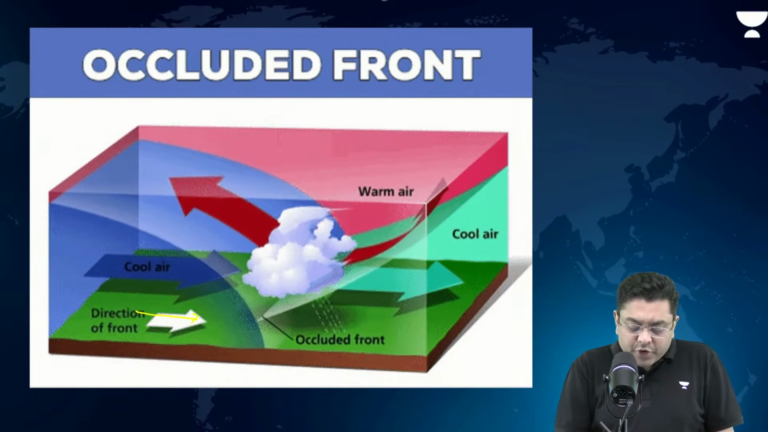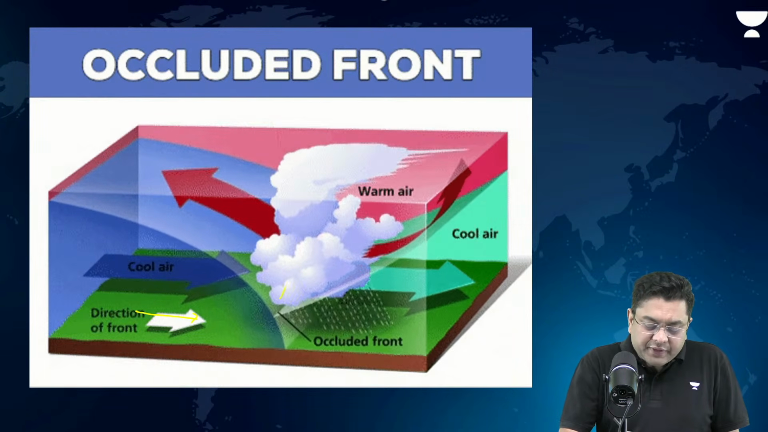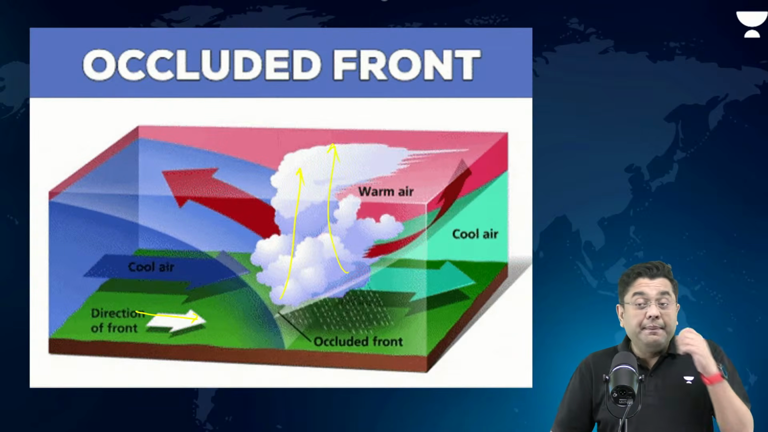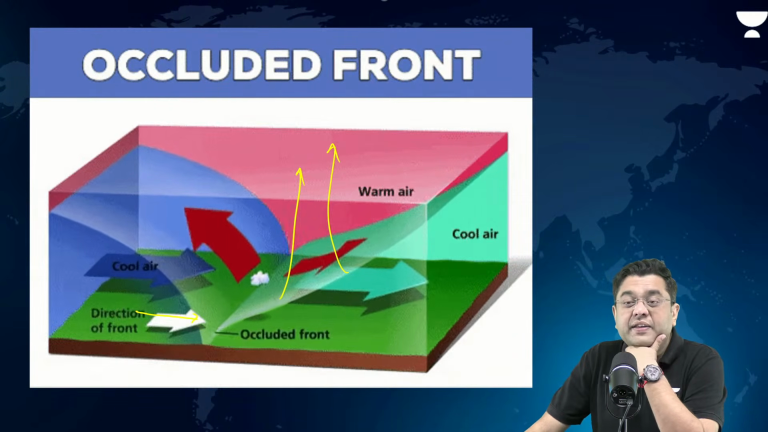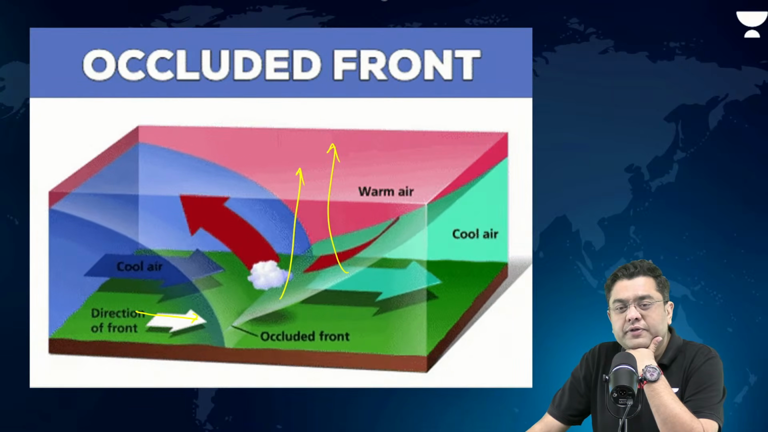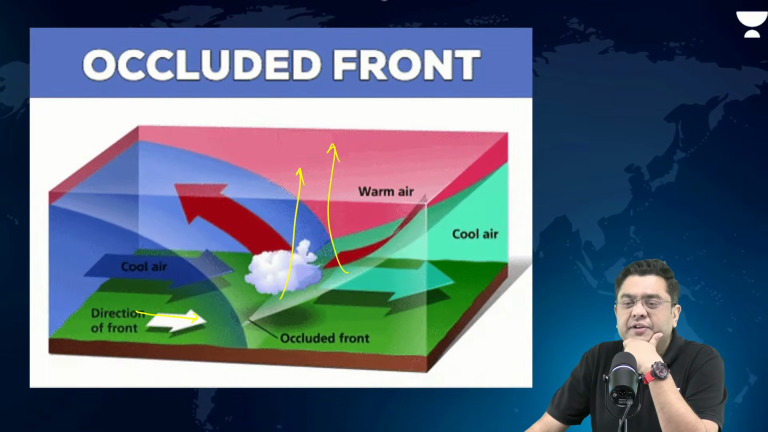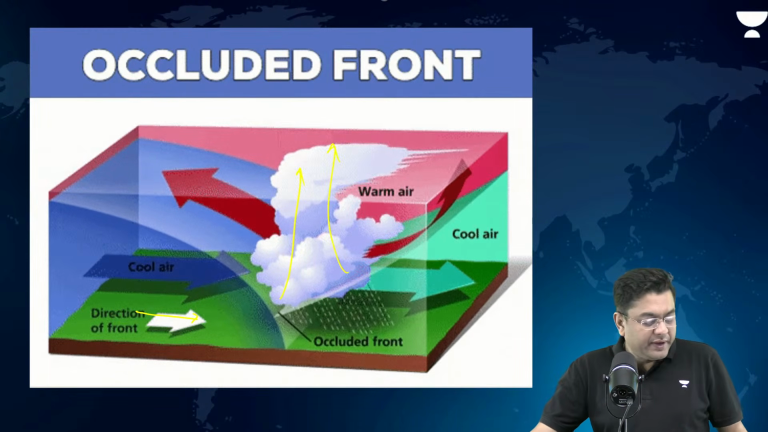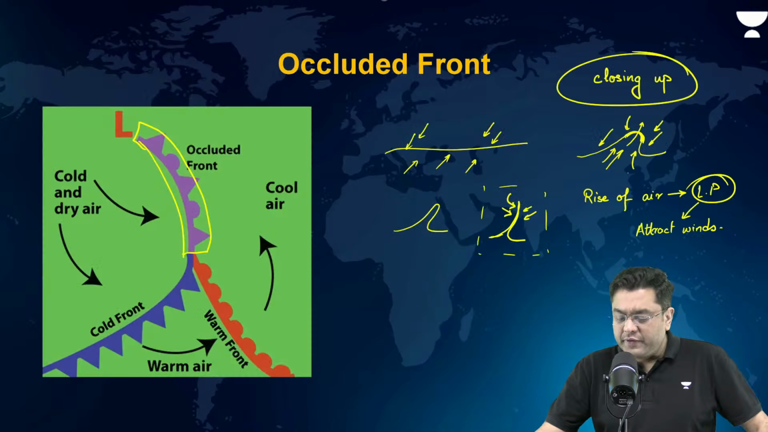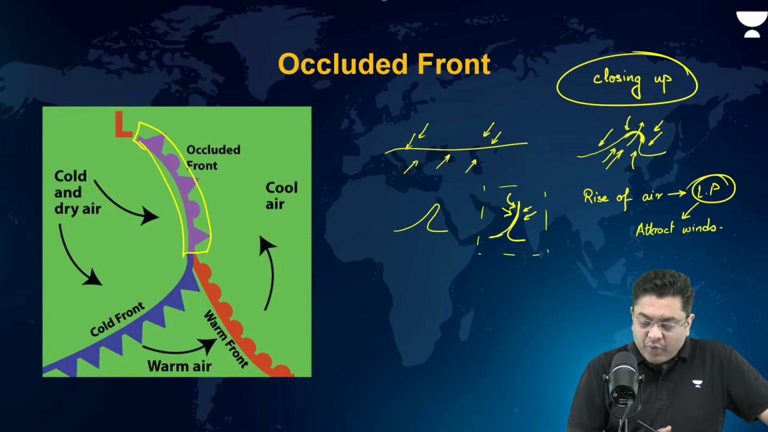Whatever warm air was stuck, that warm air is completely being lifted above the ground surface. Okay, that is the case of the occluded front. Why is the front closing? That is not understood. Okay, understand this. That is the distortion of the front. I will explain it once more.